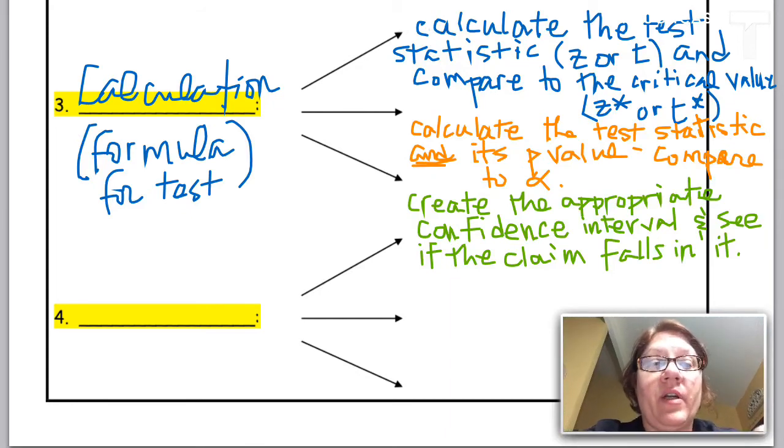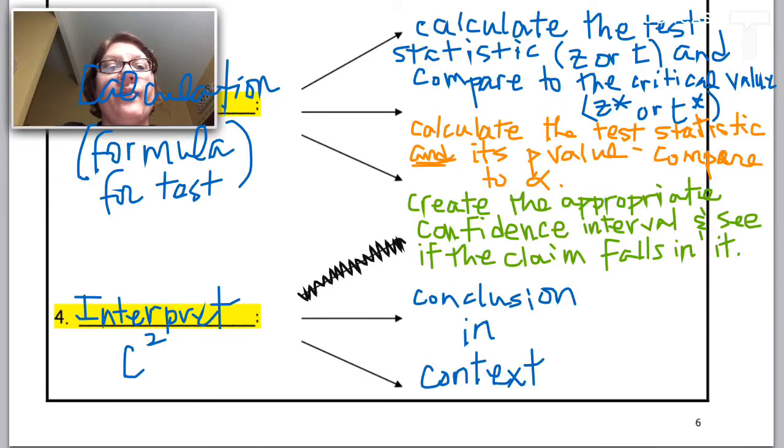And then, after I've done all that, I will do the interpretation, just like you were already doing for the confidence interval. So I'm going to write a conclusion, and I'm going to do it in context. I crossed out one of those arrows because I think that arrow was unnecessary.